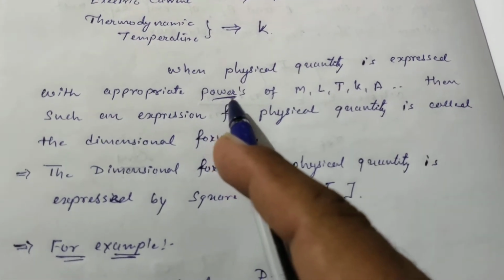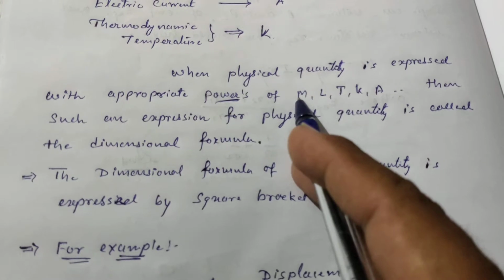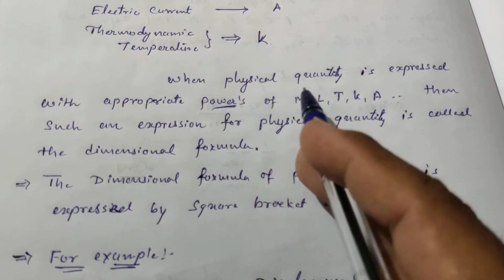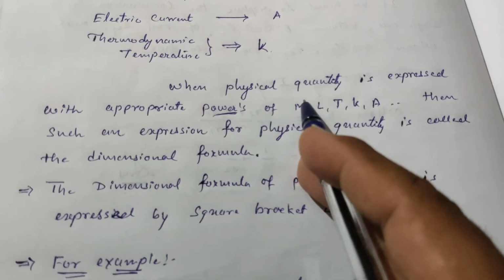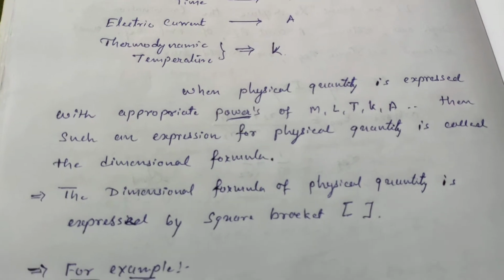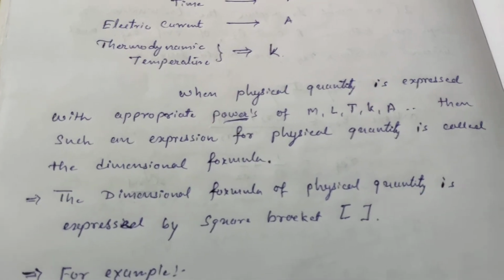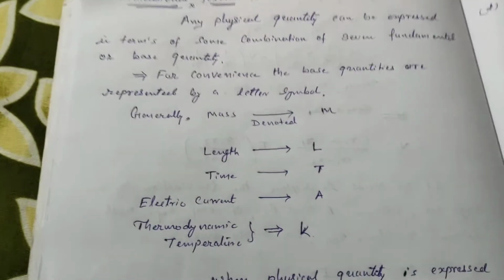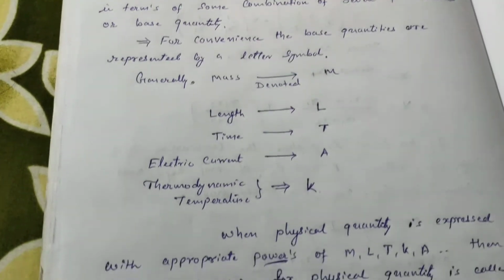Here remember, in terms of power, if such a physical quantity is present, write it in terms of power 1. If such a physical quantity is absent, then write M raised to 0, L raised to 0, T raised to 0. It depends what type of physical quantity you have and what type of formula you need. Okay, so this is a simple introduction regarding dimensional formula.